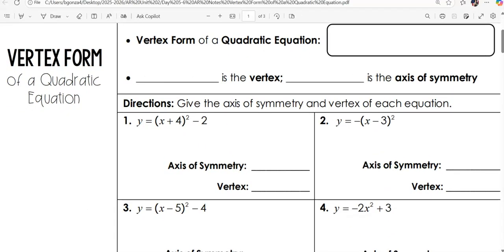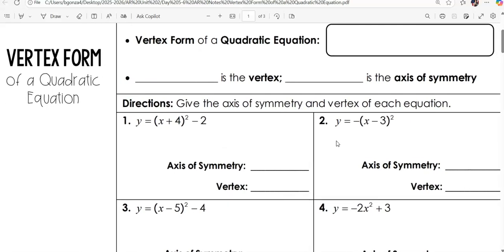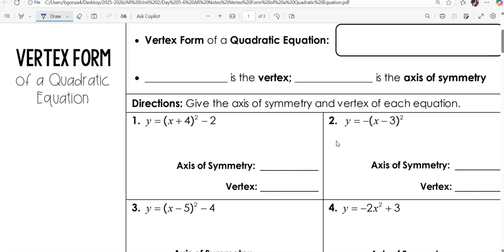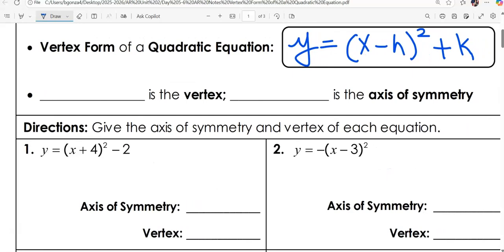All right. Again, we're going to do this real quick. One-sided. Here we go. The vertex form of a quadratic equation. Go ahead and write y equals. You're going to put a parentheses, x minus h, parentheses squared, plus k. Y equals (x minus h) squared plus k.